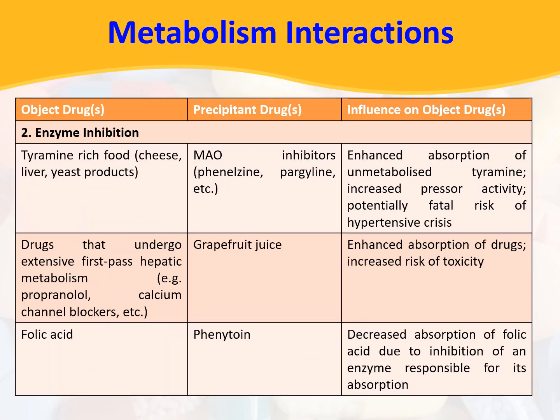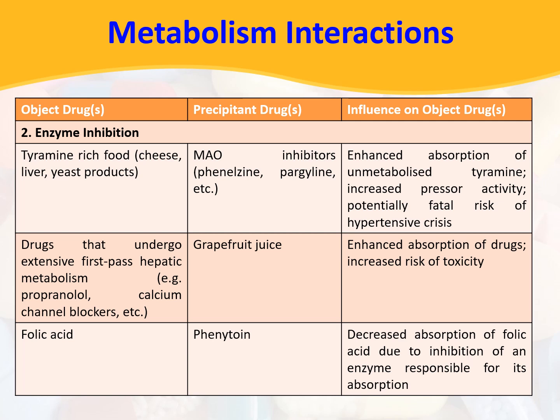The next mechanism in metabolism interactions is enzyme inhibition. Previously, it was enzyme induction. Coming to enzyme inhibition, whenever tyramine-rich foods such as cheese, liver, yeast products are taken along with MAO inhibitors, for example phenelzine, pargyline, etc., due to enzyme inhibition it leads to enhanced absorption of unmetabolized tyramine, increased pressor activity, and a potentially fatal risk of hypertensive crisis can occur.